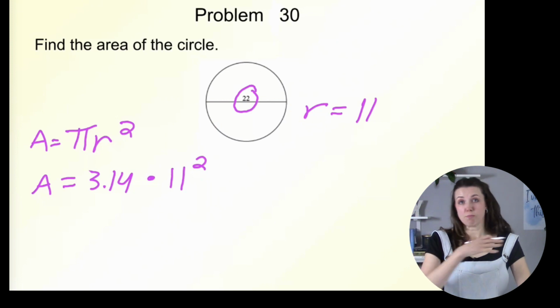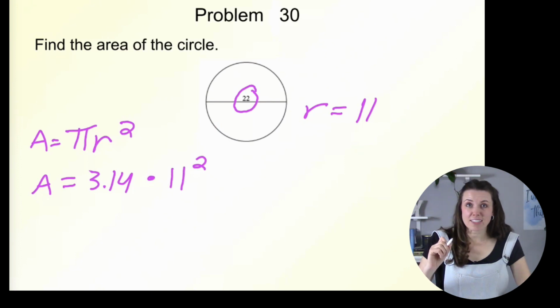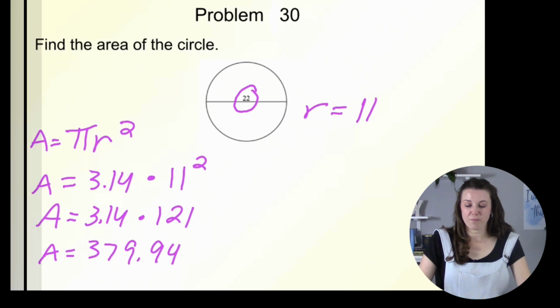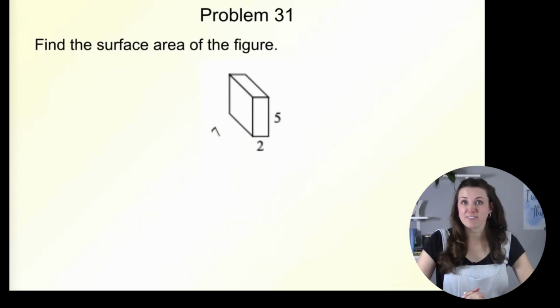Now, a lot of people would just multiply straight across and get this wrong. You need to make sure that you're following the order of operations, PEMDAS, so parentheses, no parentheses here, exponents, yes, the 11 squared. So that's the first thing that we need to do. So we have 3.14 times 11 squared, which is 121. Now multiply them together and we get an area of 379.94.